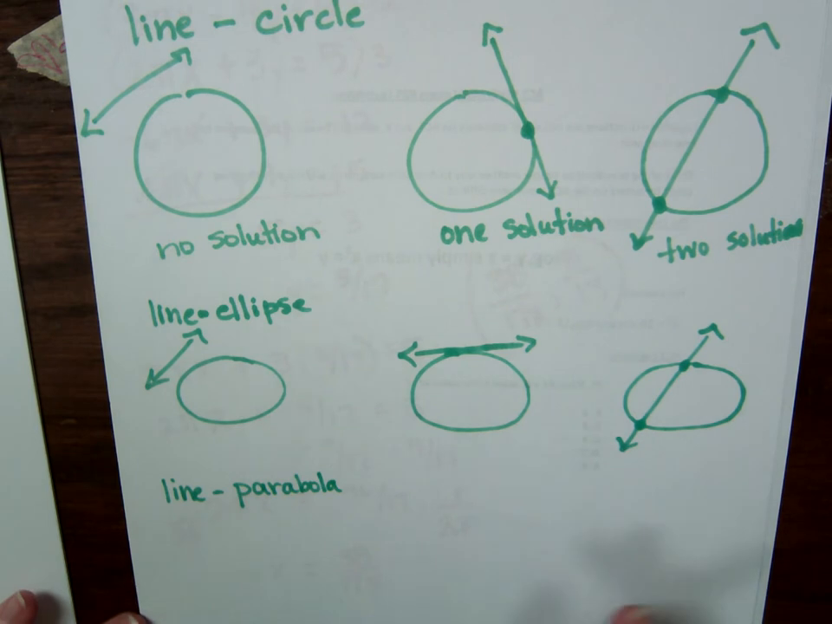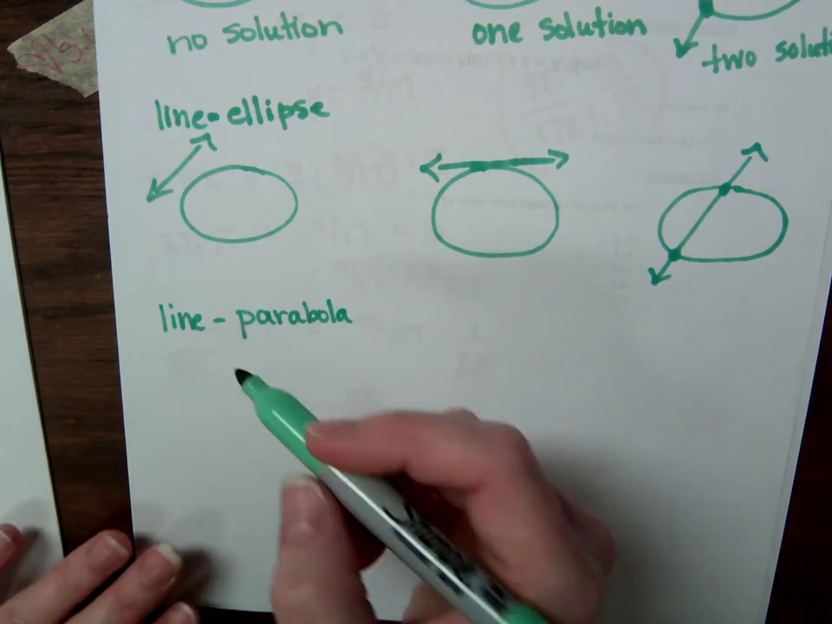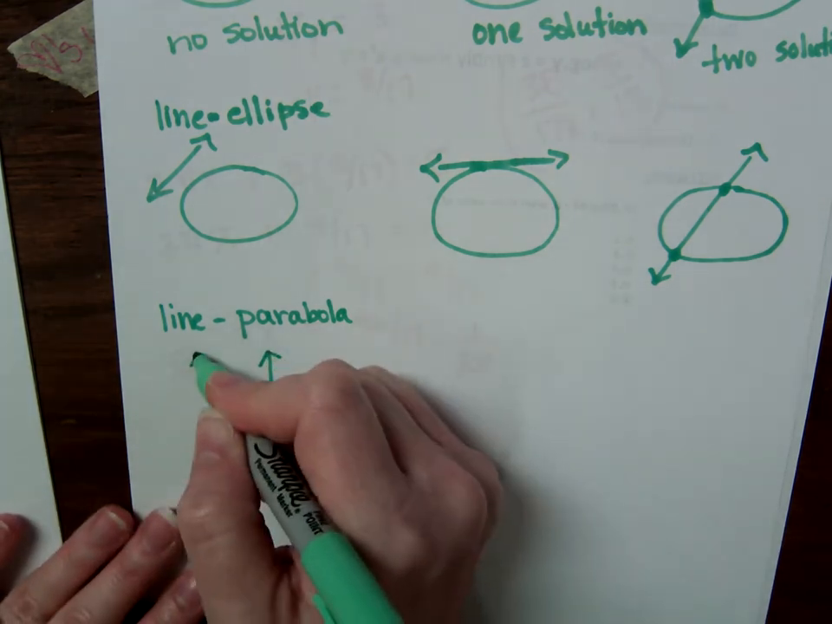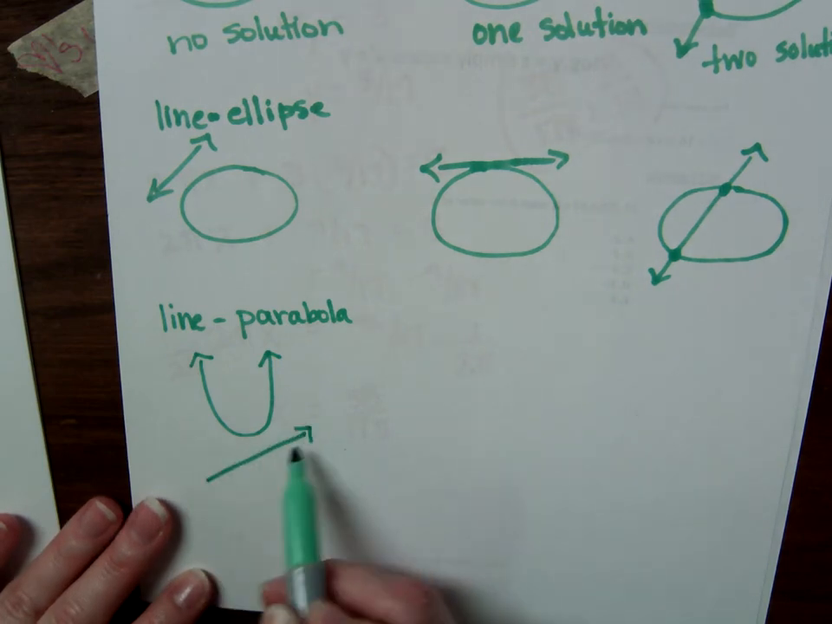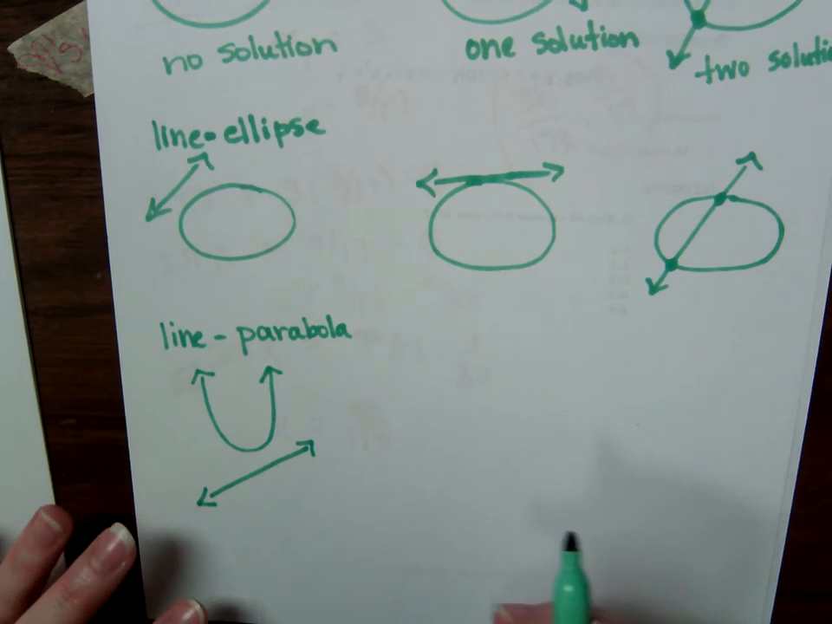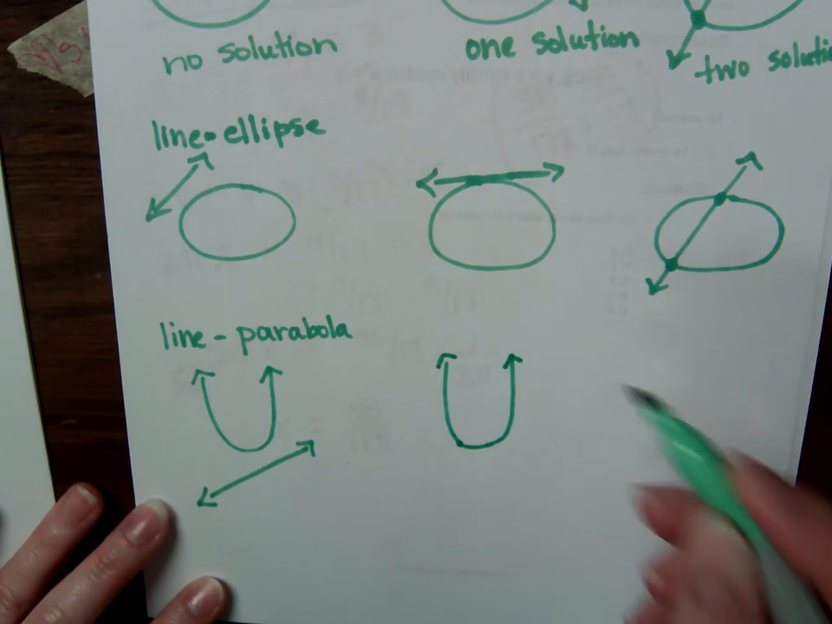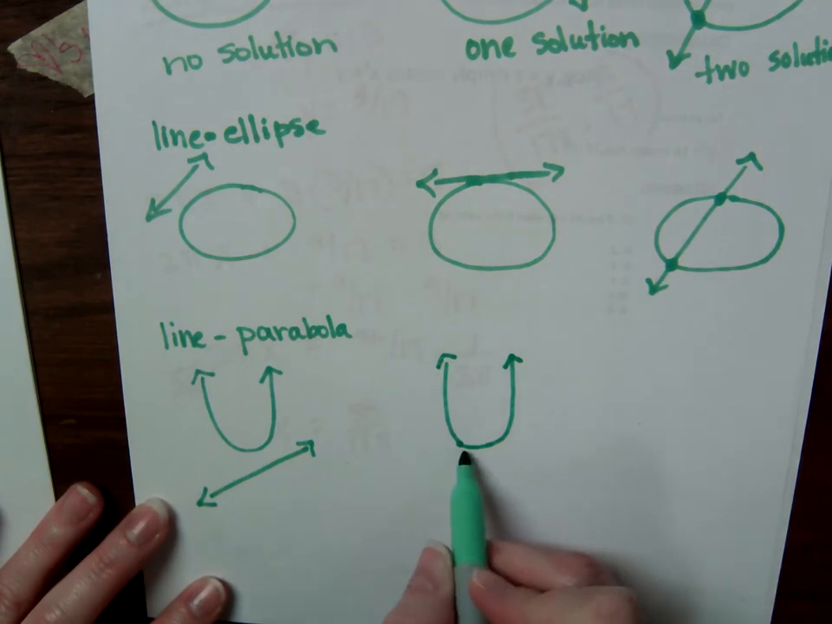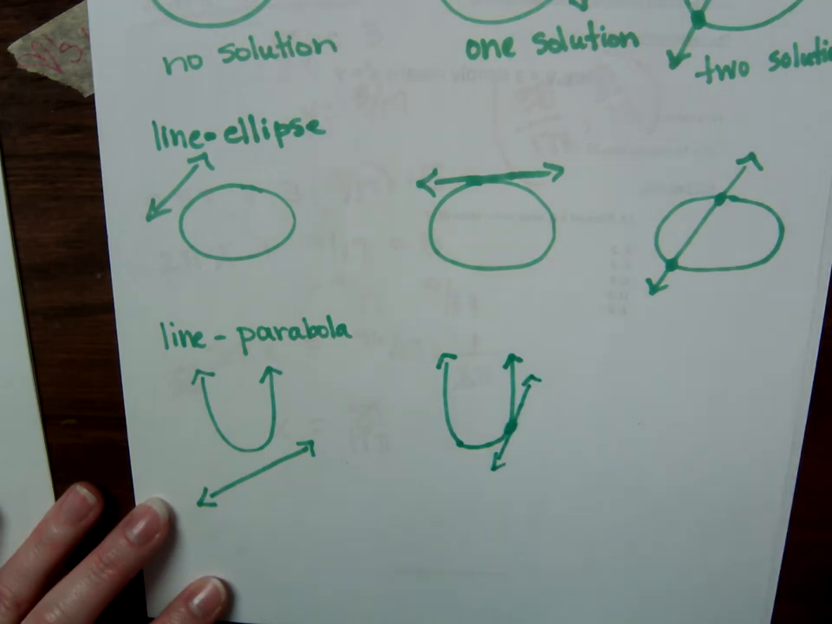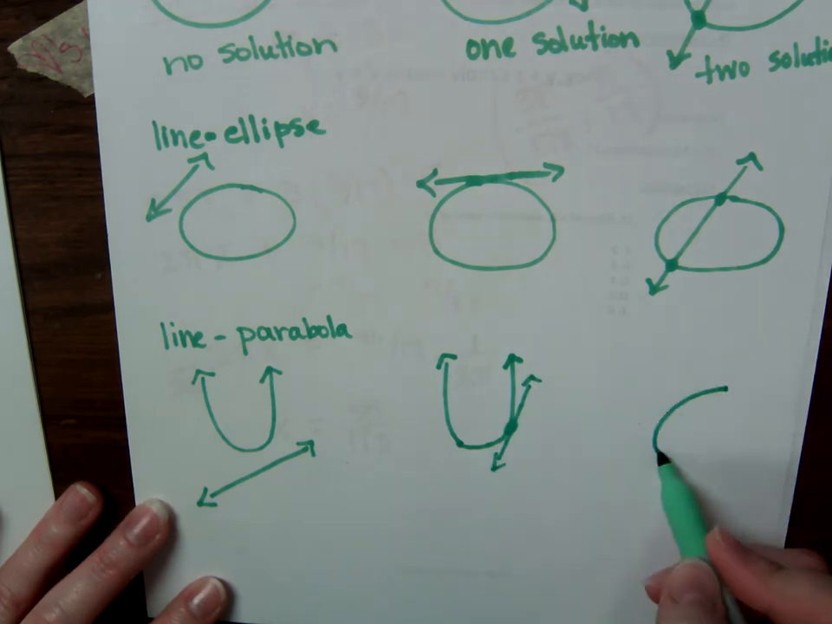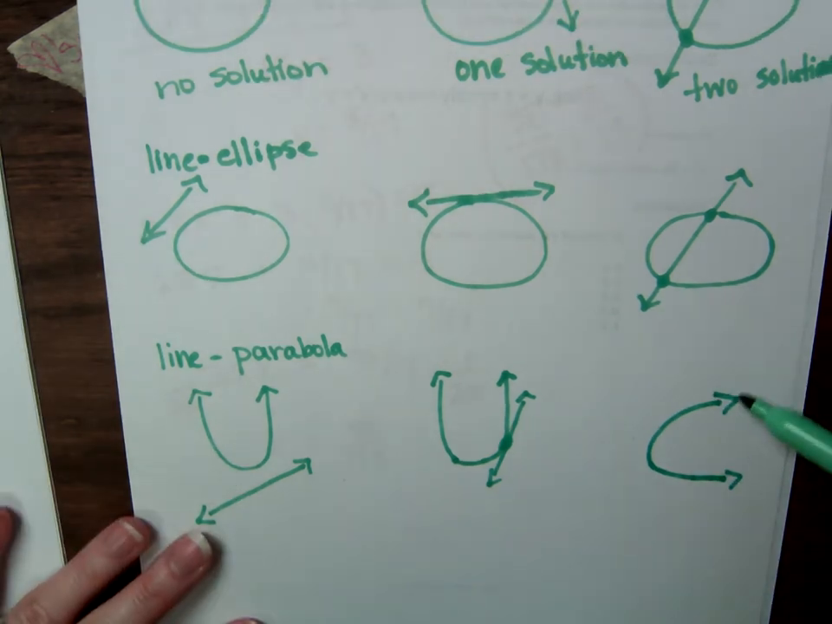Could it have no solution? What would a no solution look like? Yep, just out here somewhere. Not touching you. Not touching you. Not touching you. Could I have one solution? It could. It could just touch it right there. I'm going to draw this one the other way because we are going to have parabolas that go sideways today. Can that have 2 solutions? Yep.